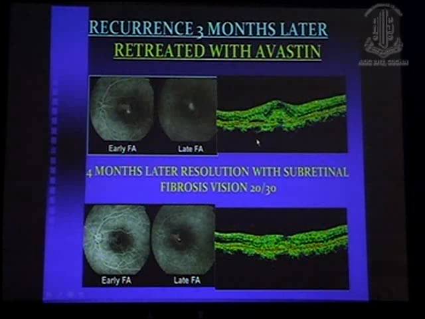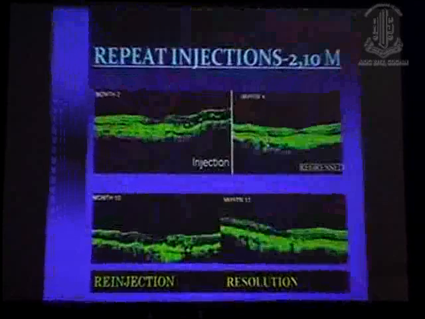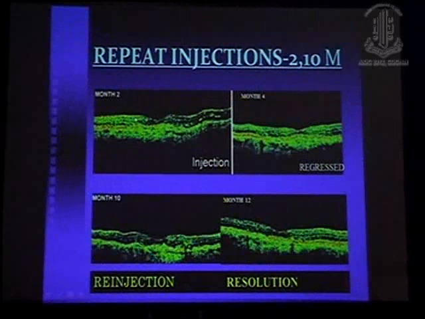But at 3 months, the patient again lands up with a recurrence, and later it is injected again, and you find a resolution with fibrosis. There's a little fibrosis, so the vision has come to 20/30. Similar case, SRNVM with a PED after Avastin injection, and you find a resolution at month 2.